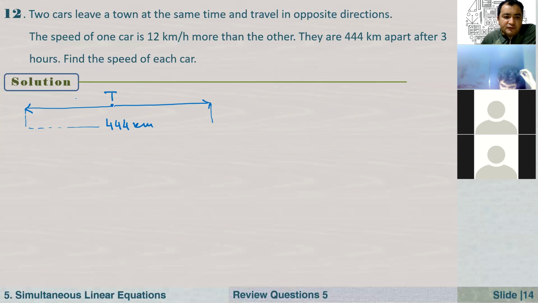444 kilometers. And it says that the speed of one car is 12 kilometers per hour more than the other. So let's say the speed of the first car is X, okay? And this one is Y. So since one is 12 kilometers per hour more, that means that Y minus X is equal to 12, right? And what is the total distance? The distance, let's say D1 and D2, right? From here, what is the distance? Distance is time times speed. So D1 is x times 3. Actually, I just need to write 3x. So this one is 3x.